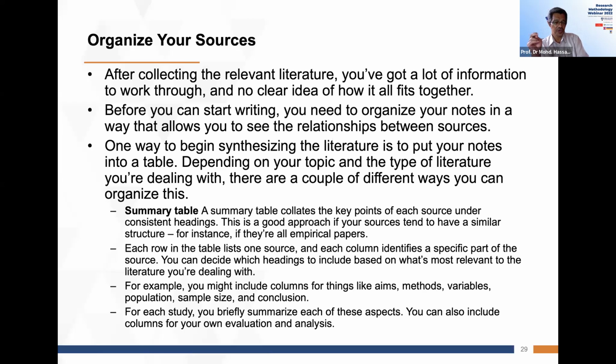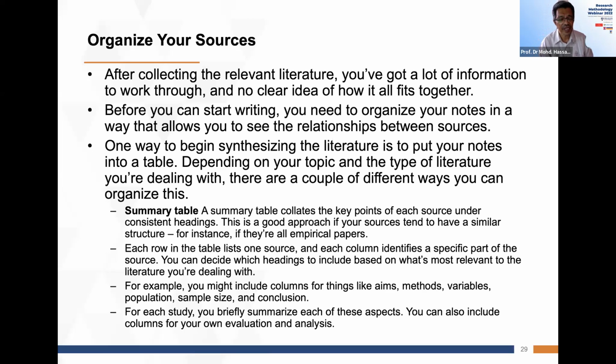Okay. Each row in the table is a list of one source, and the other column identifies a specific part of source. You can decide which heading to include based on the most relevant to the literature you're dealing with. Okay, it's up to you how you want to do it. Always start with a summary table. In fact, those of you who have started your DBA program, doing your coursework, and you're going to start your dissertation later on, actually you can start now.